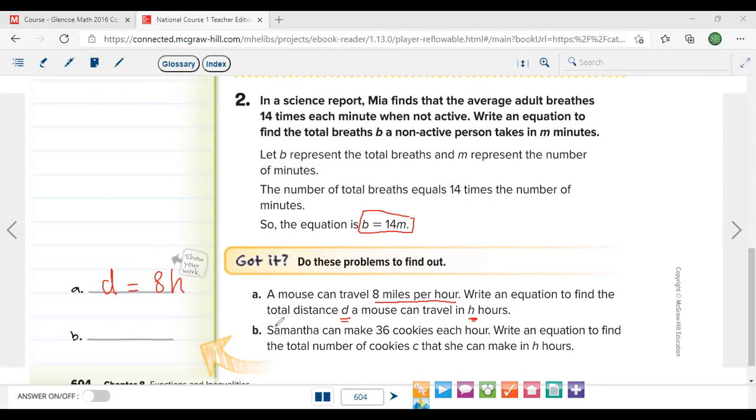Problem B, Samantha can make 36 cookies each hour. Write an equation to find the total number of cookies C that she can make in h hours. Very easy. So C equals 36h. So the number of cookies equals 36 times the number of hours. See how easy?